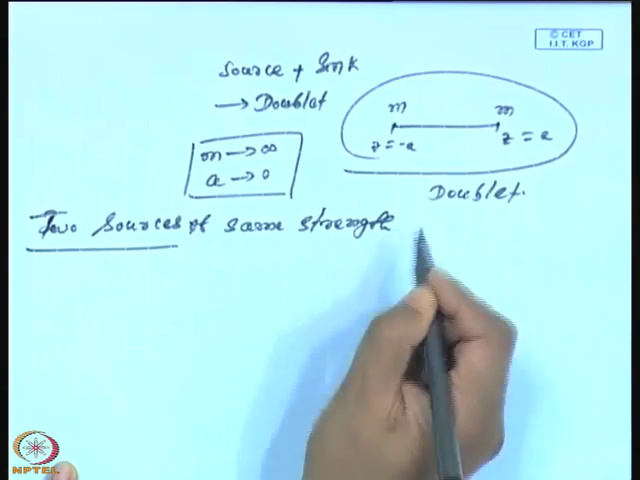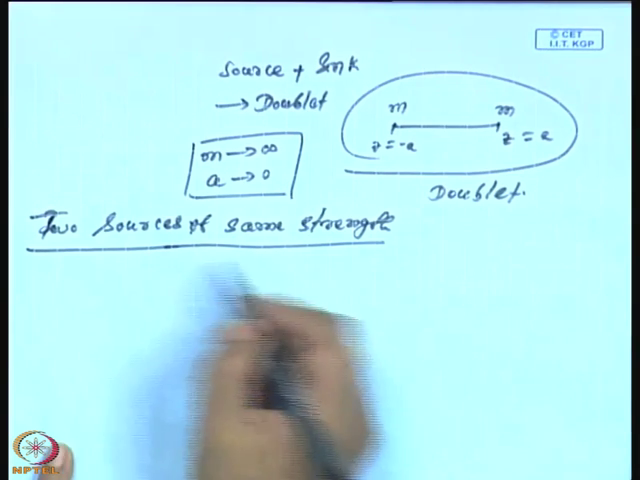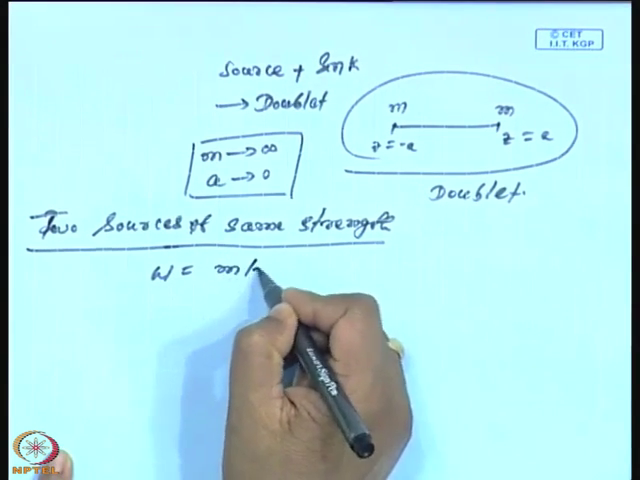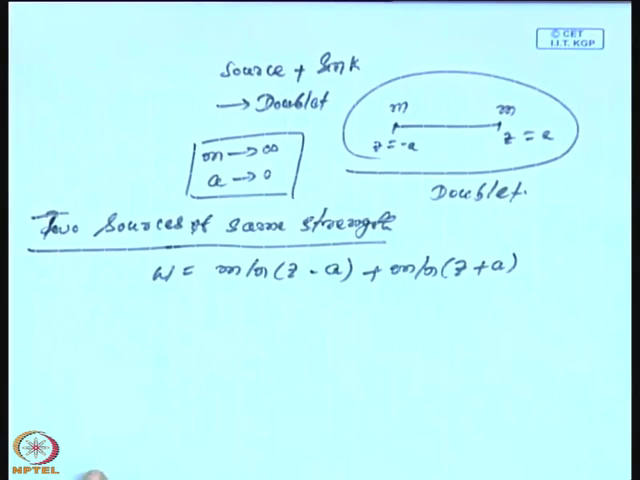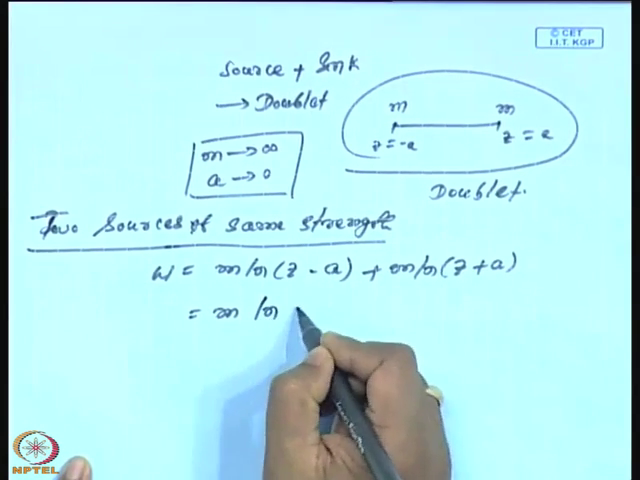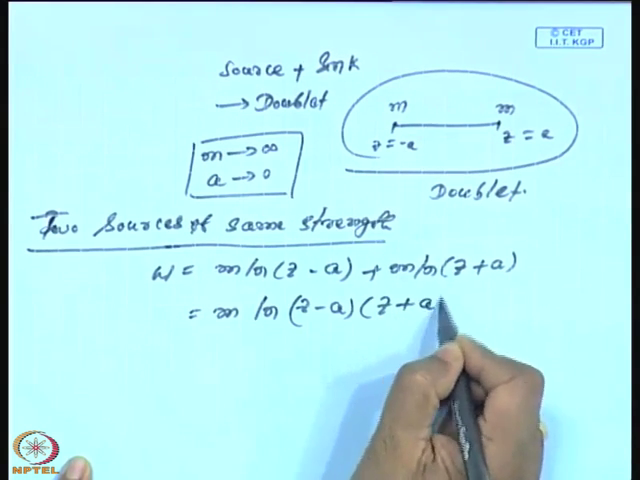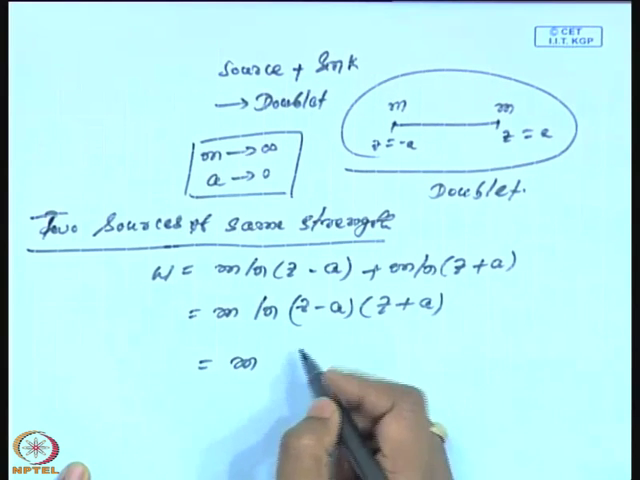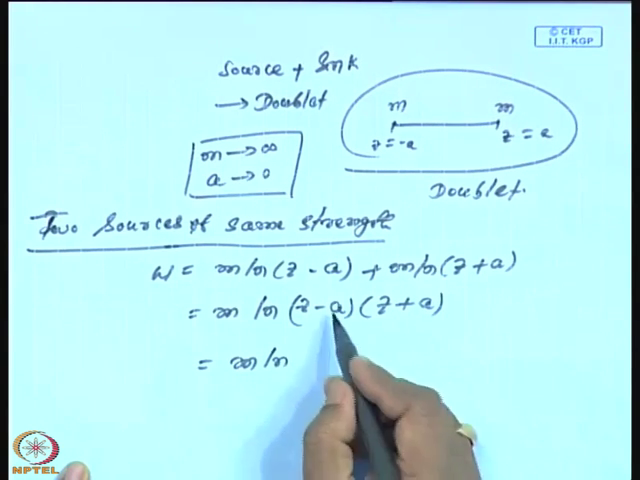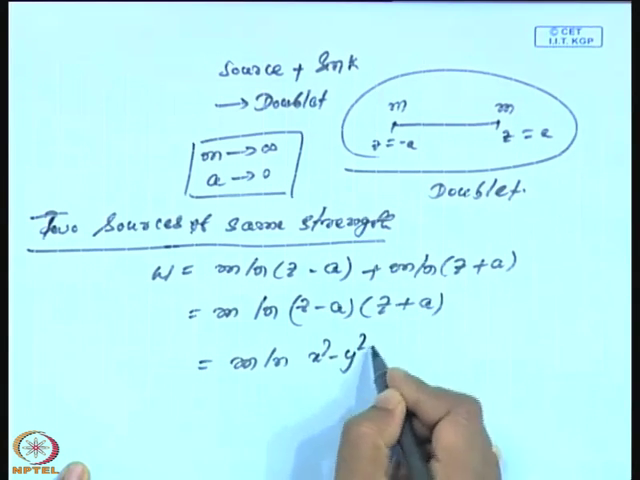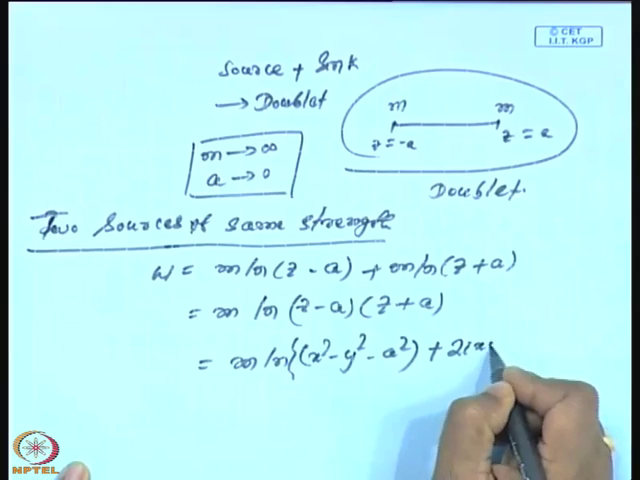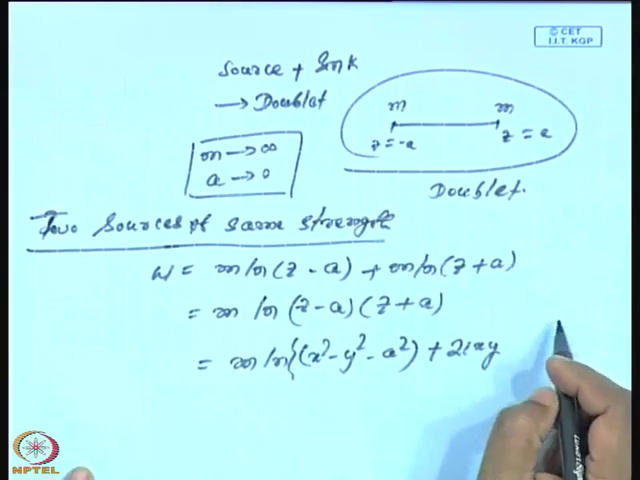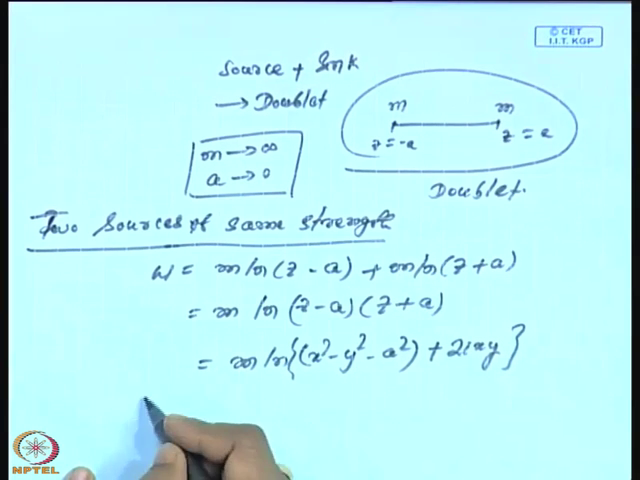Two sources of same strength. Then my W will be m log(z minus a) plus m log(z plus a), and that gives me m log of (z minus a) into (z plus a), and that gives me m log of z square minus a square, that is x square minus y square minus a square plus 2ixy, from which I can get my psi.